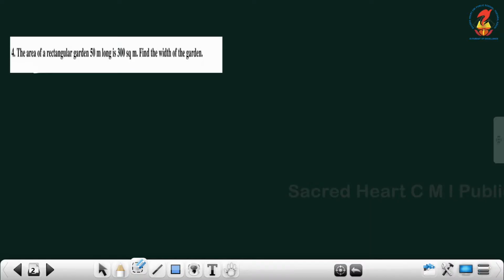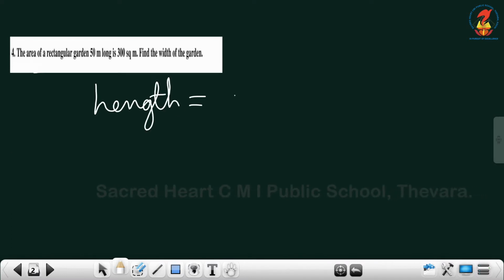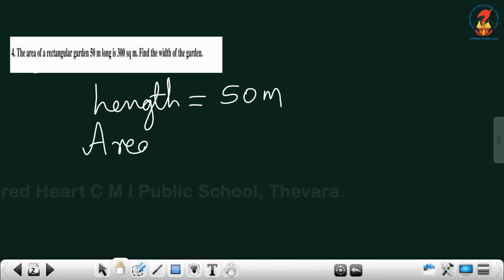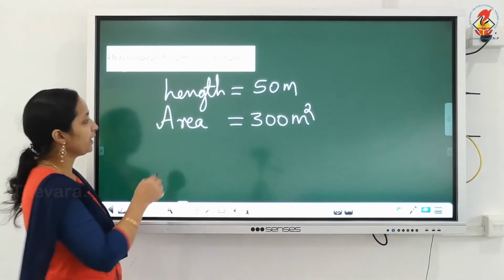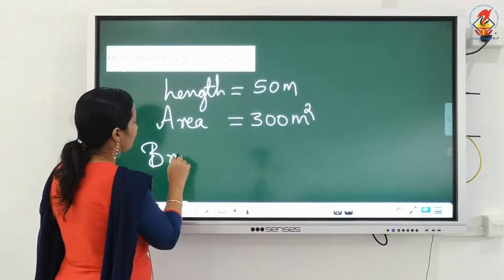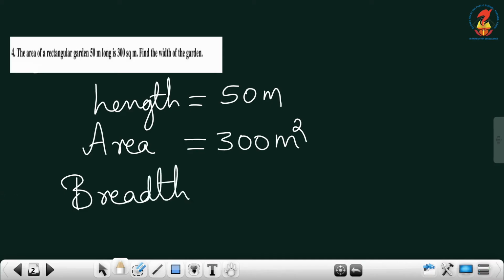The area of a rectangular garden 50 meter long is 300 square meter. Long means length. What is the length given here? Length is equal to 50 meter and area of the rectangular garden is equal to 300 meter square. Now what we have to find out in this question? We have to find out the width. Width means breadth. We have to find out the breadth.